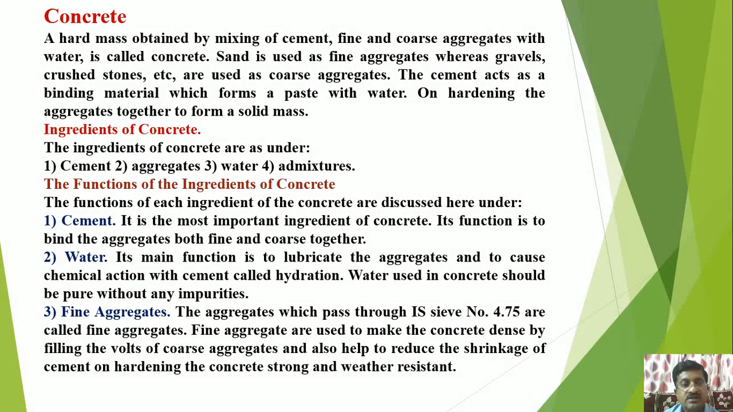So here also, the fourth component, you can see, the admixture is also there. That depends upon the purpose for which you are going to use the concrete. And also the aggregates which are retained on the 4.75 mm sieve are called coarse aggregates.